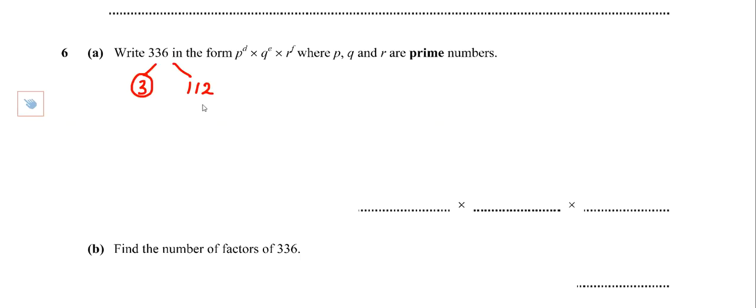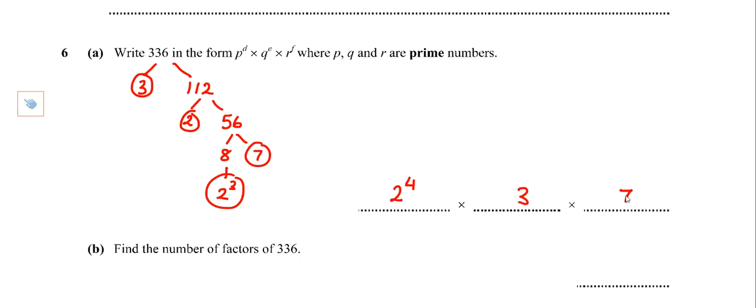3 times 112. So 3 is a prime number. 112, I would say 2 times 56. Then I would go, actually I know that it's 8 times 7, so 7's a prime number, and 8, actually I'm just going to do my shortcut. 8 is 2 cubed, which is prime factor. Are you happy with what I did there? So rather than do it all, that leaves me with 2 to the power of 4 times 3 times 7.